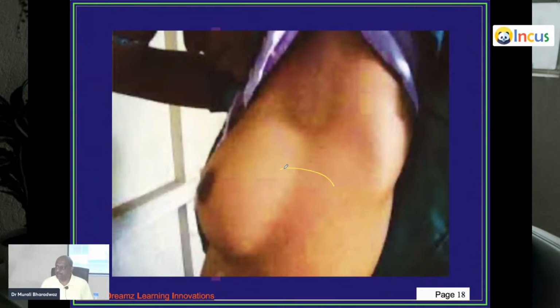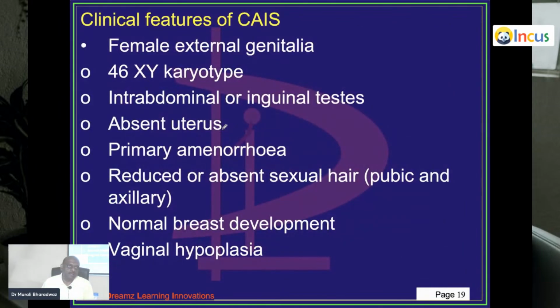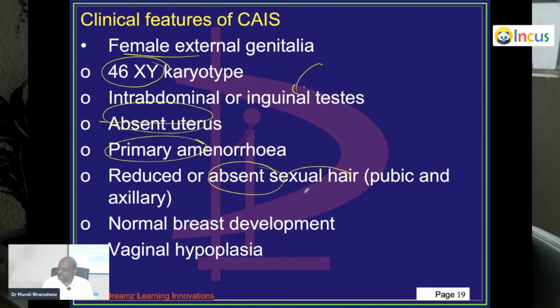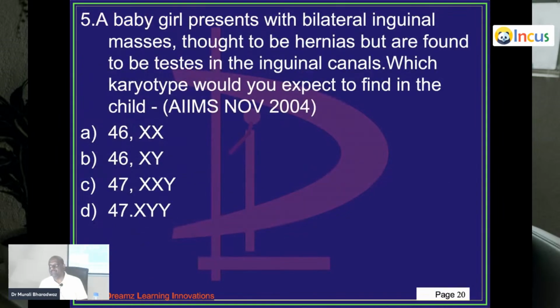So this is another example where there is a development of breast in case of androgen insensitivity syndrome. So female external genitalia, 46XY karyotype, inguinal testis, absent uterus, primary amenorrhea, absent sexual hair, normal breast development, vaginal hypoplasia. The combination is what you see in case of testicular feminization syndrome. Once more, when we discuss gynecology, fatafat, you must be in the answering end to answer.